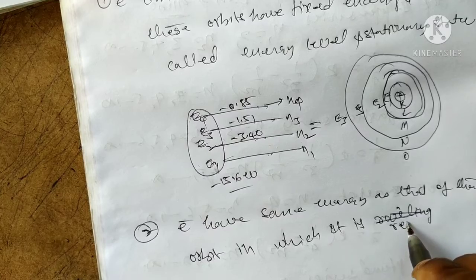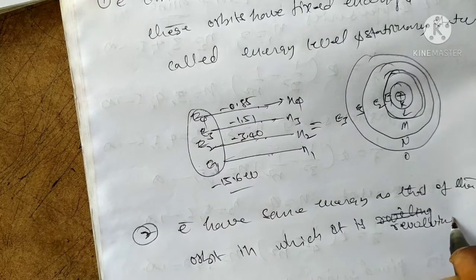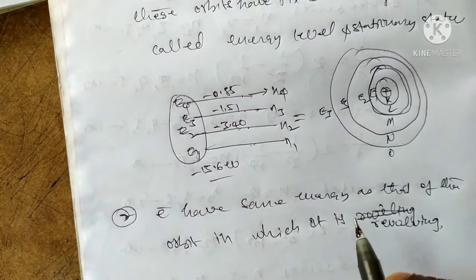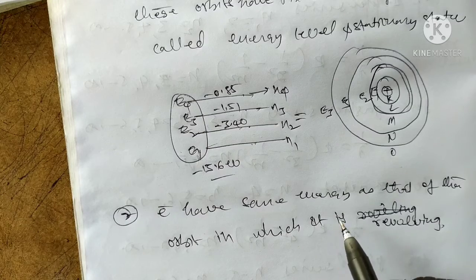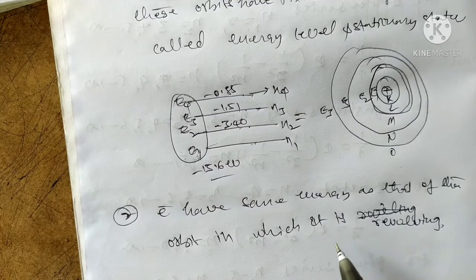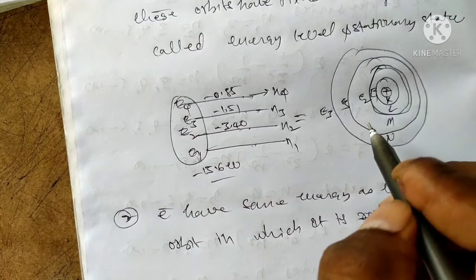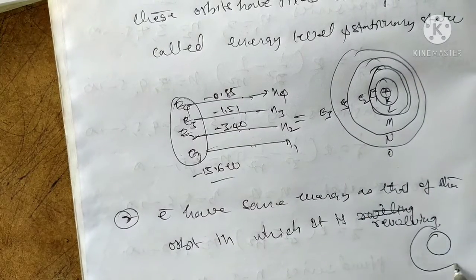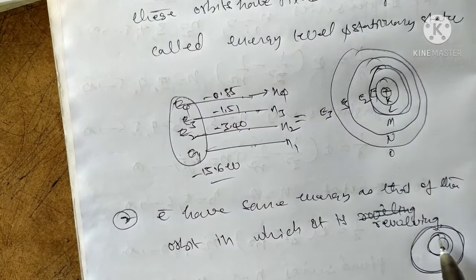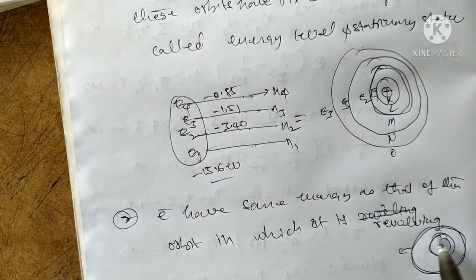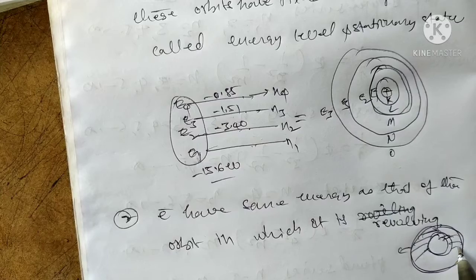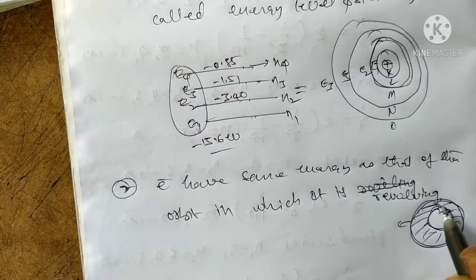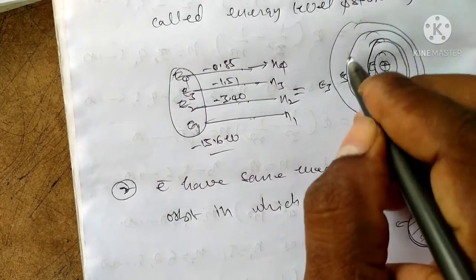It is revolving. That means the electron has the same energy as that of the orbit in which it is revolving. Revolving means it is circulating with the same energy. Suppose it is in the first, second state. That means it cannot come to another state. It is only in the second. This is one state, this is the second state, the third state, like this.